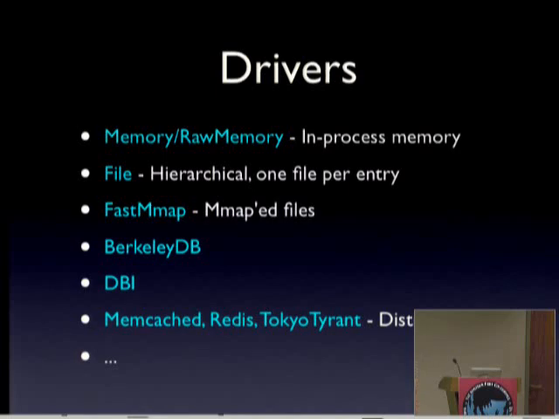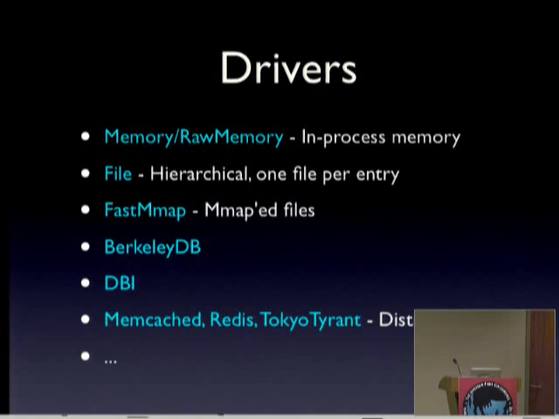File is another one that comes with Chi, and it's just hierarchical, one file per entry. It's very reliable, but kind of slow. You've got fast mmap, which is memory map files. It's faster. Berkeley DB is also faster. These all pretty much work on a single machine. And then you get into these sort of distributed caches that work on multiple machines.